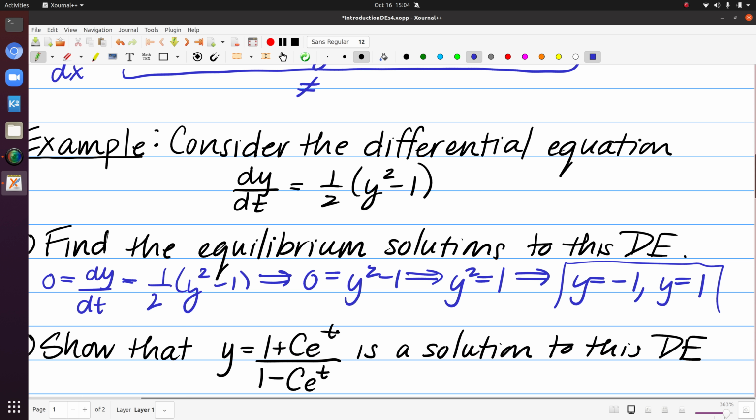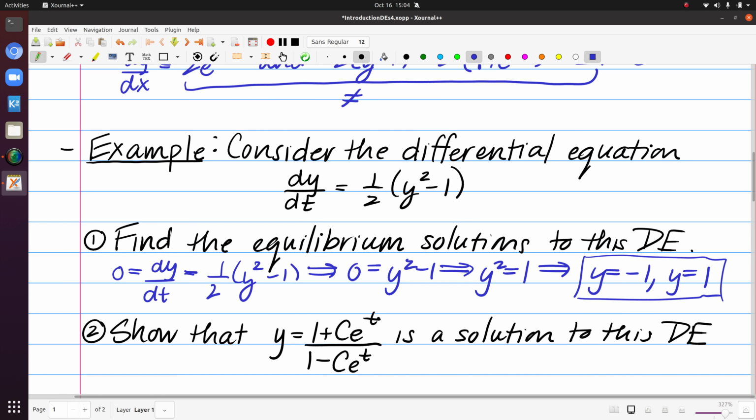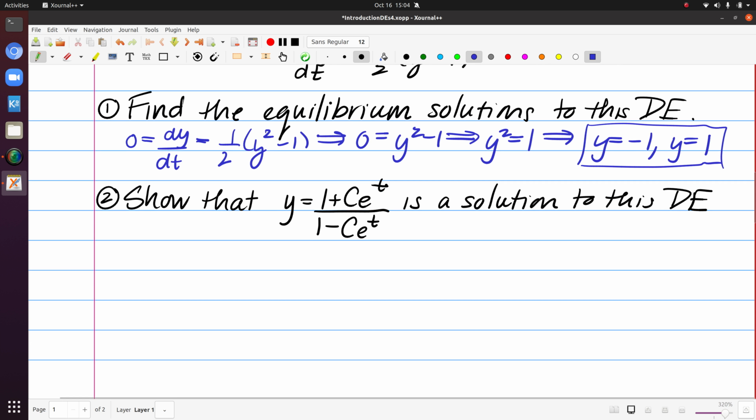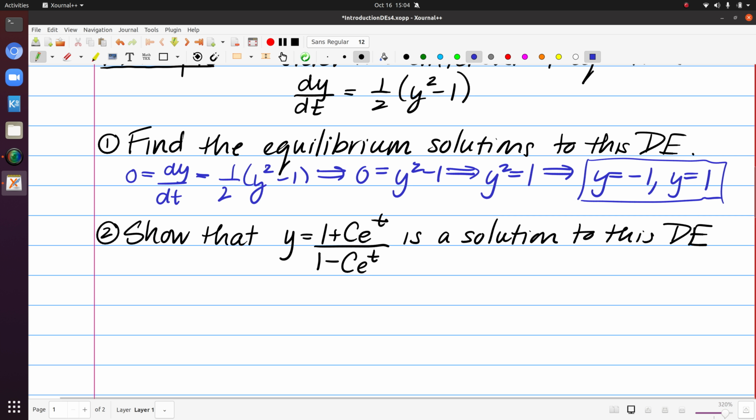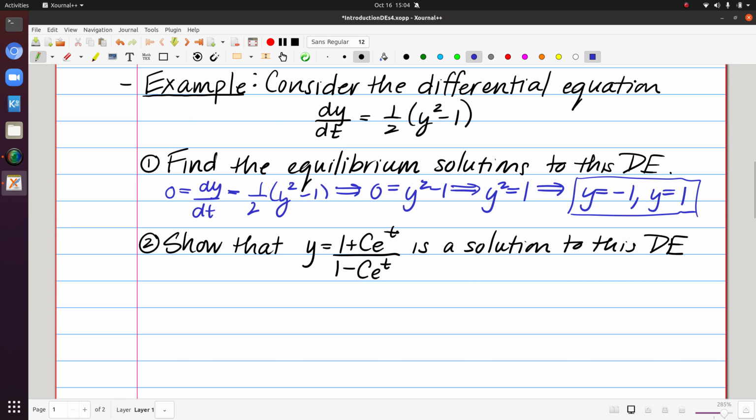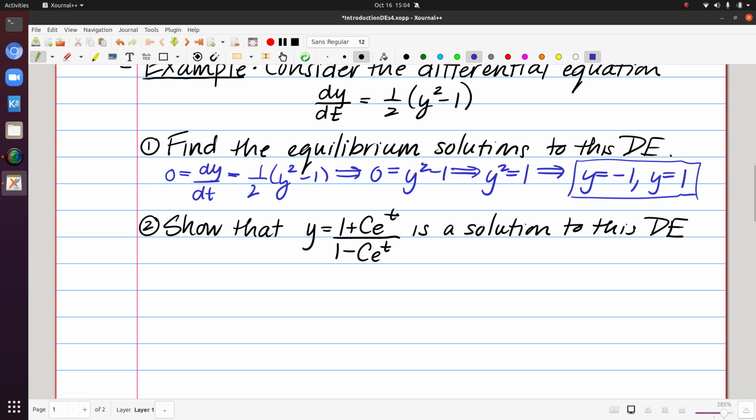Box those. In the second part of this question, we are, much like the first example, given a function, and essentially we're told that that is a solution, but we need to verify that. So that means that we need to take the derivative of this function, and then we need to compare it to 1/2 this function squared minus 1.